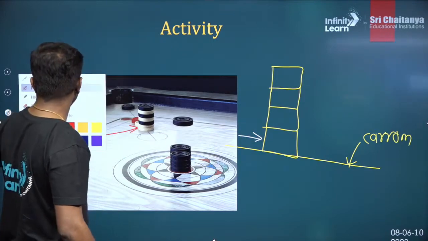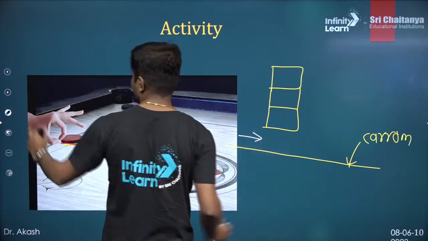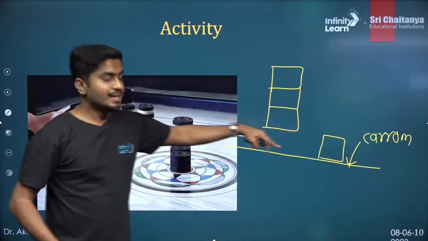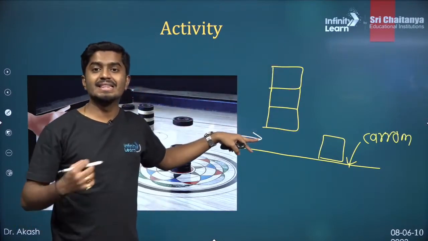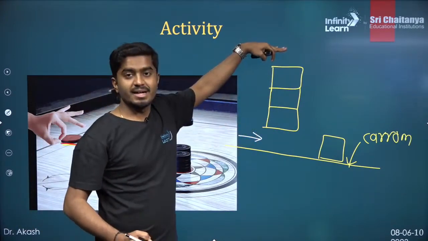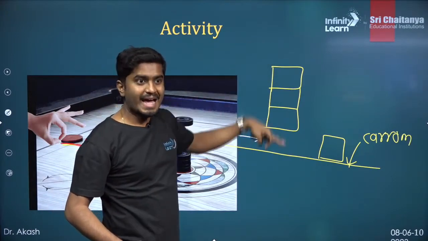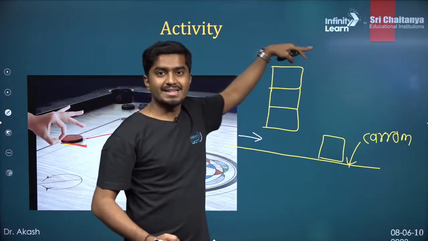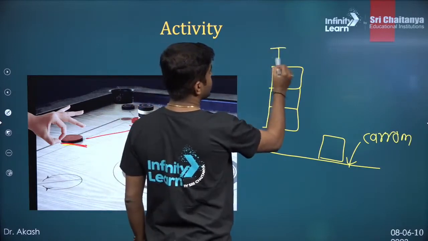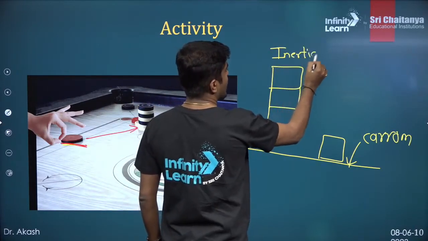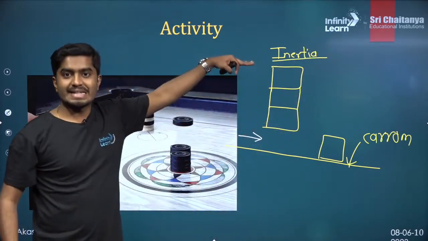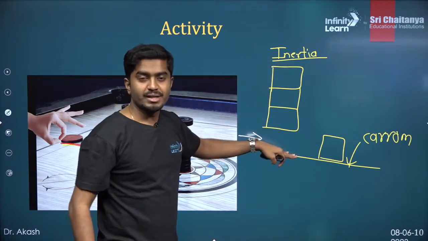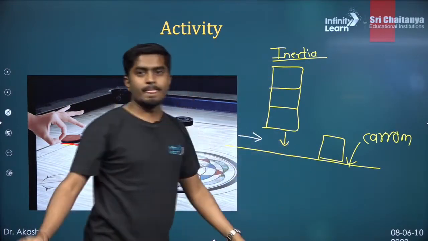So this bottom coin will move. It will come out. Now these coins, they are hanging in the air. So if they are hanging in the air, what will happen? Can they hang in the air forever? No. So why are they hanging in the air in the first place? It is due to inertia, inertia of rest. These coins are at rest, so they want to be at rest forever. But now there is no support, and because of that they will fall down.